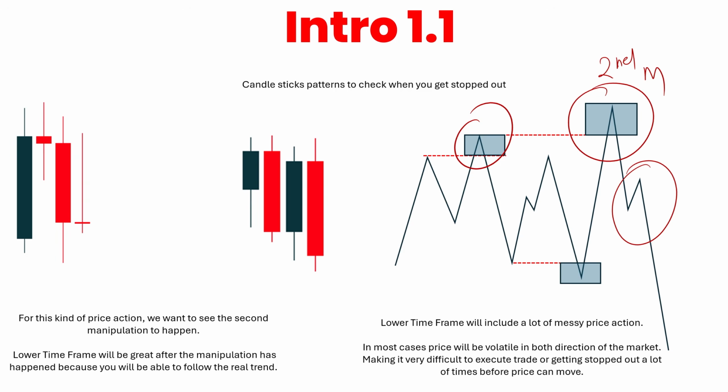Sometimes the market can be very aggressive and then never retraces back to these areas here to make a new low. So what I mean is that in most cases price will be volatile in both directions of the market, making it very difficult to execute trades or getting stopped out a lot of times before price can move in the anticipated direction that you will be predicting.